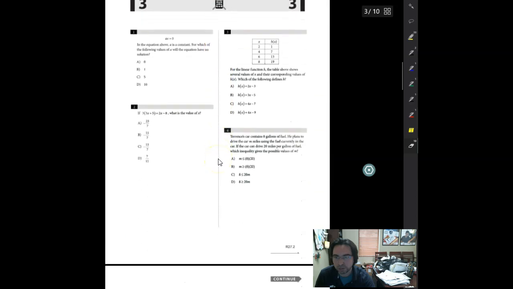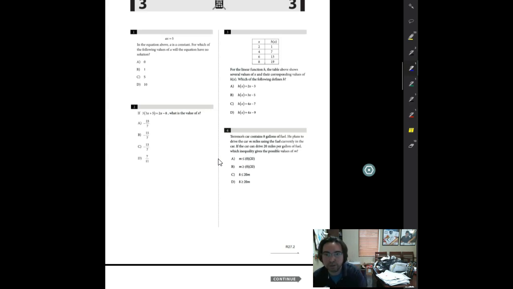So we'll start here. Looking at number one, it seems to be a little bit more difficult than what you may traditionally see in some ways, but really it's pretty simple. It's just saying in the equation above, a is a constant. For which of the following values of a will the equation have no solution? Remember, this is one of those linear constants. What we're trying to do is basically say that the two sides of the equation don't agree with each other, or there's no solution for it.